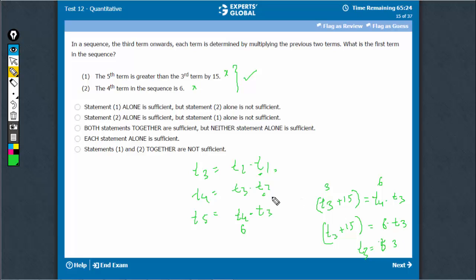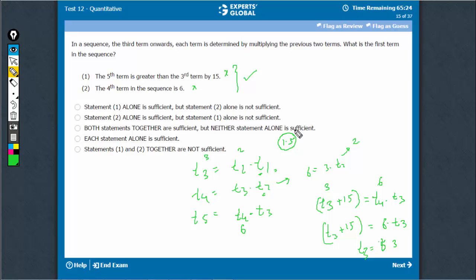Now we know the value of T3 and T4. So we can find the value of T2 here. T4 is 6. So 6 is equal to T3, which is 3, into T2. So T2 must be 2 now. We know the value of T3 is 3. We know the value of T2 is 2, and therefore T1 has to be 1.5.